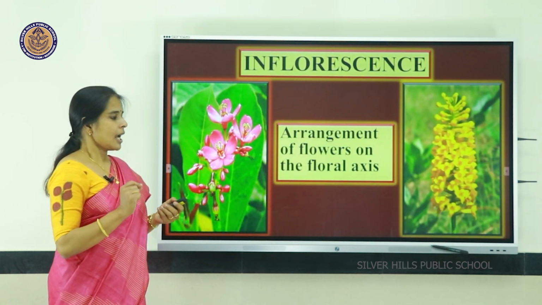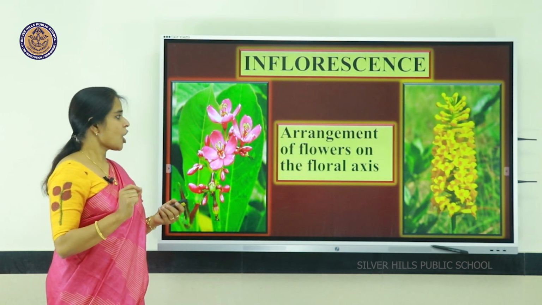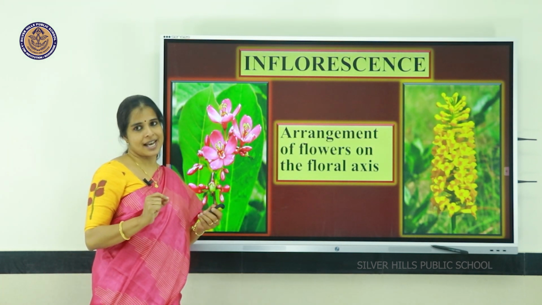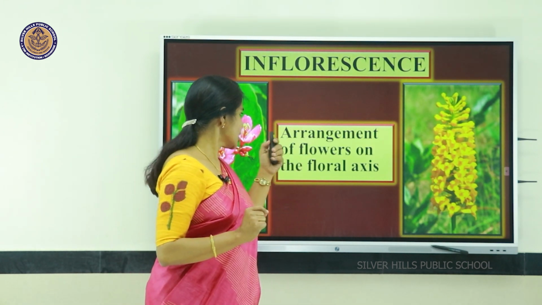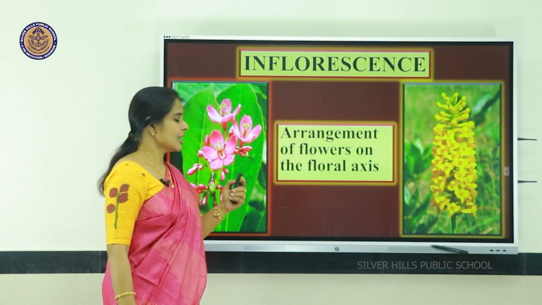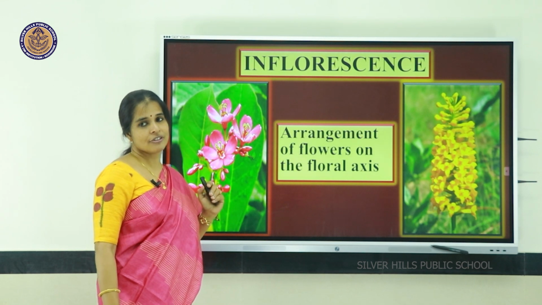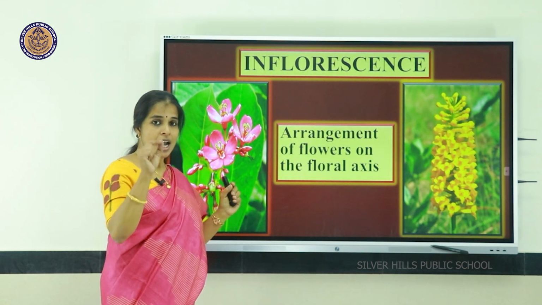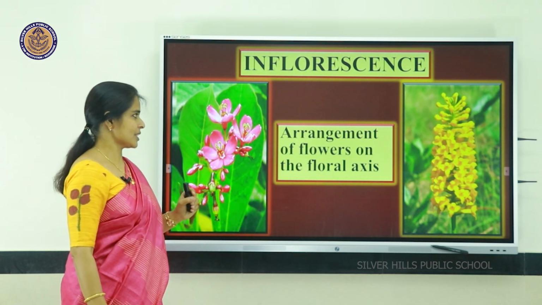Now, flowers in a plant are arranged in a particular manner on a floral axis. This arrangement of flowers on the floral axis is known as inflorescence. So, what is inflorescence? It is the arrangement of flowers on the floral axis. When a flower is present, how it is arranged is what is meant by inflorescence.